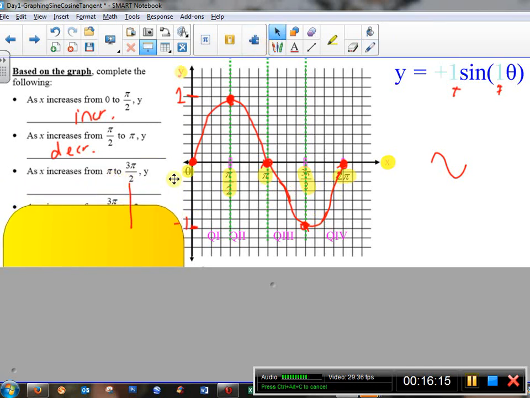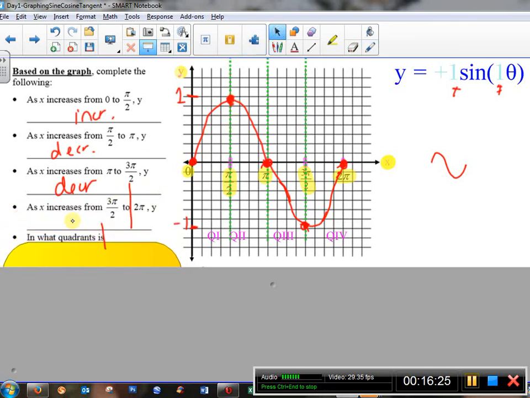For the third quadrant, between pi and 3 pi over 2, we are decreasing. And for my last quadrant, I keep trying to move this and I'm putting red lines on the screen instead. In the last quadrant, quadrant 4, we are increasing.